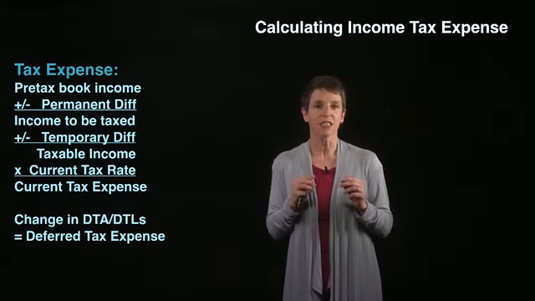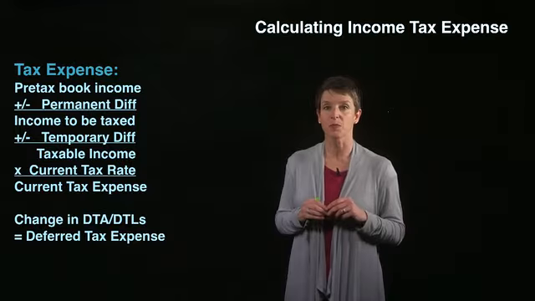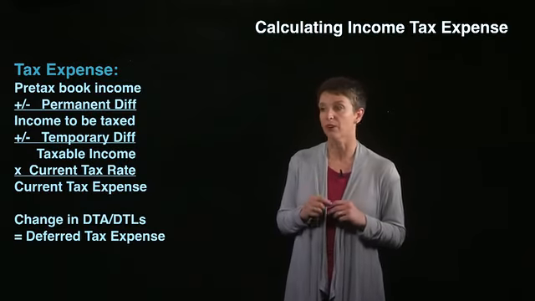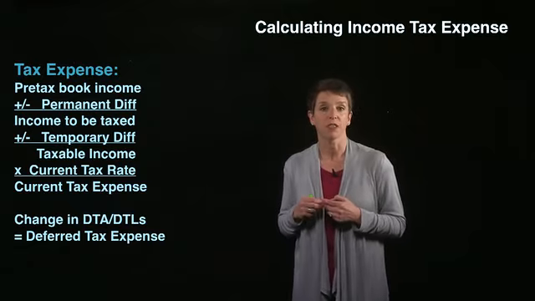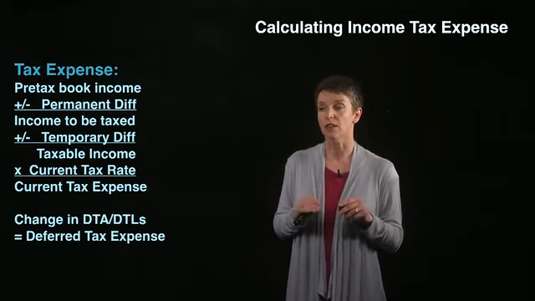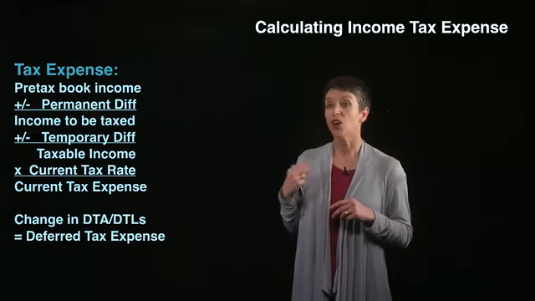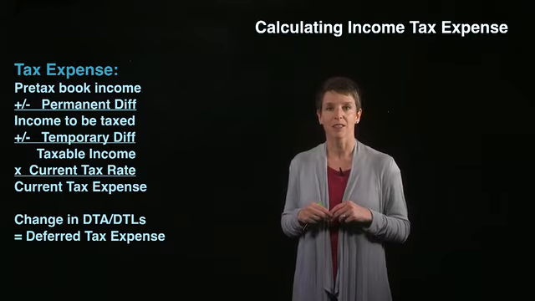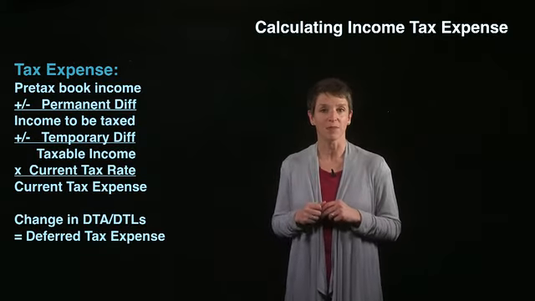These are differences in the current year between book income and taxable income that will reverse. Once we've adjusted for temporary differences, we have taxable income for the current year. We will then apply our current tax rate to get our current tax expense. We've seen this happen twice in the two previous examples.